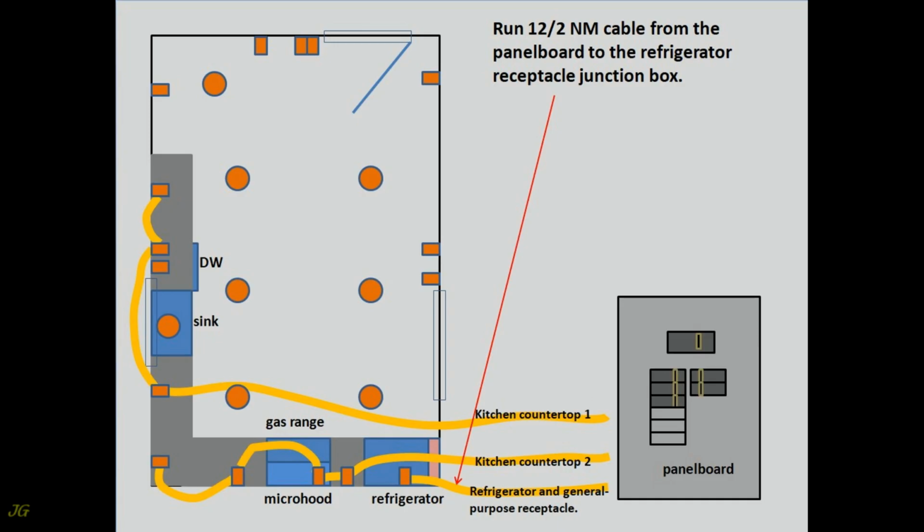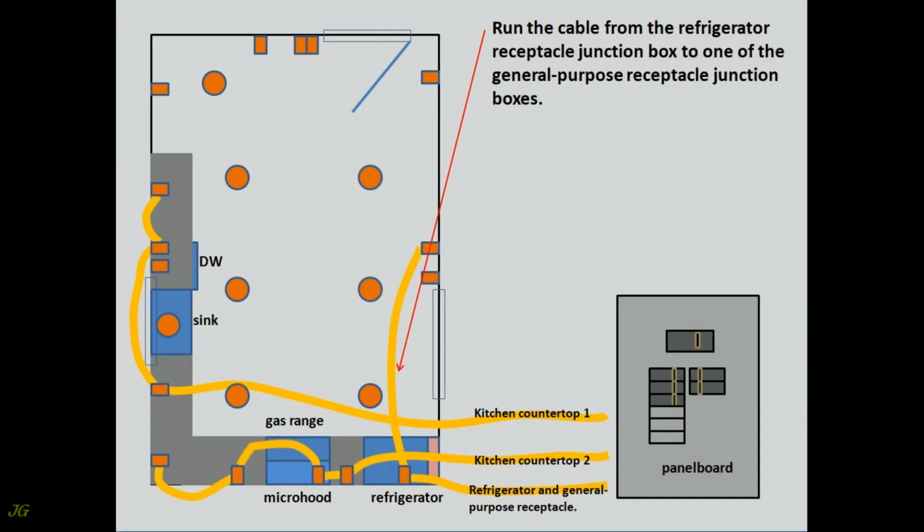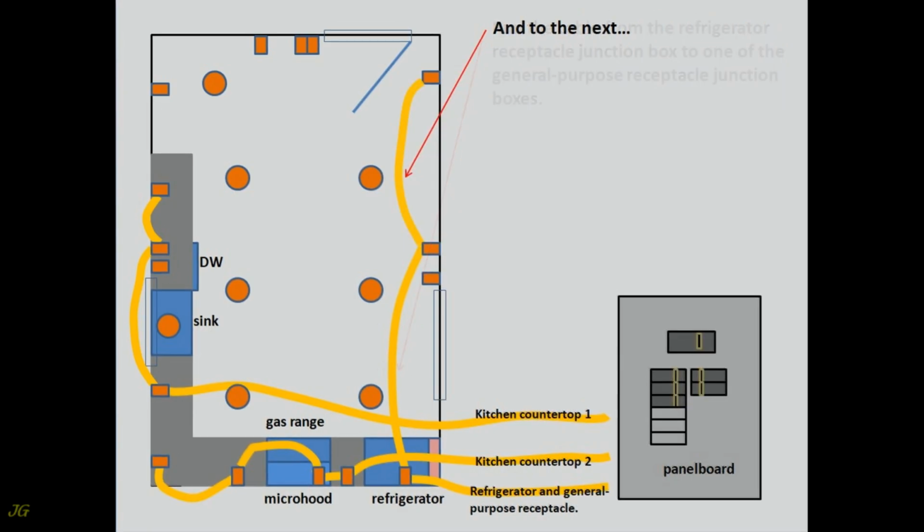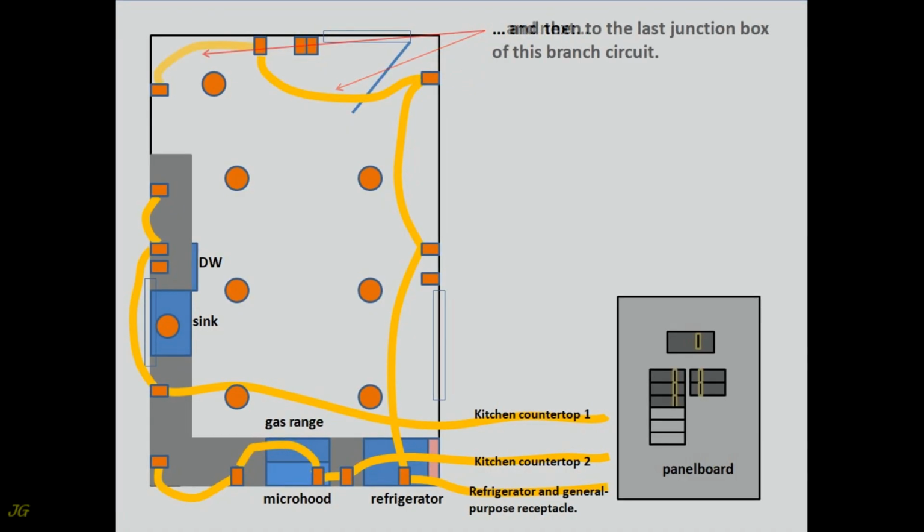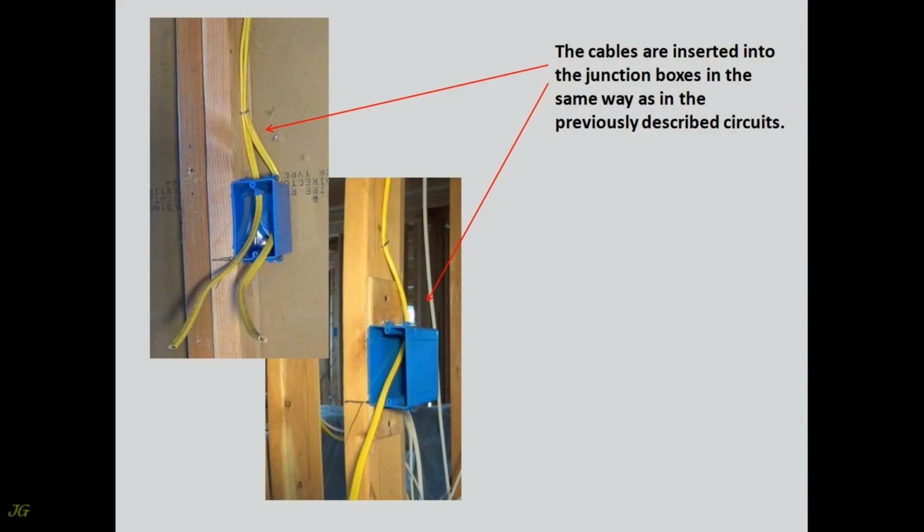Run 12-2 NM cable from the panel board to the refrigerator receptacle junction box. Run the cable from the refrigerator receptacle junction box to one of the general purpose receptacle junction boxes, and to the next, and next, and then to the last junction box of this branch circuit. The cables are inserted into the junction boxes in the same way as in the previously described circuits.